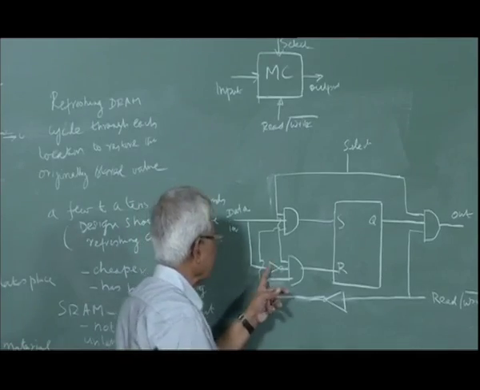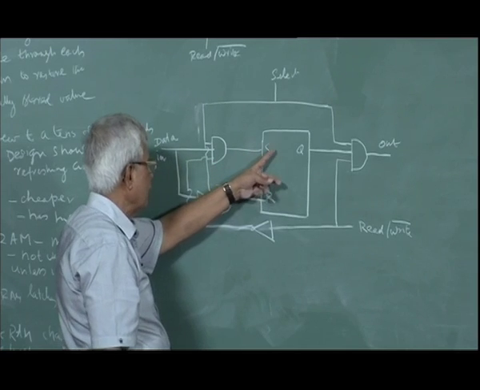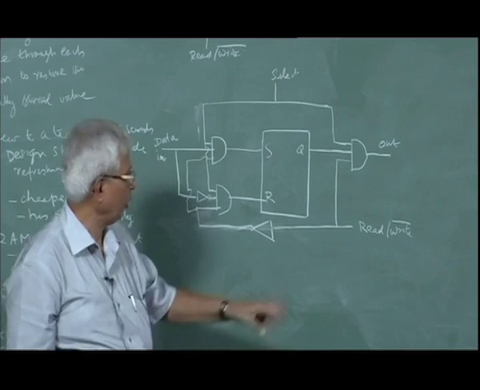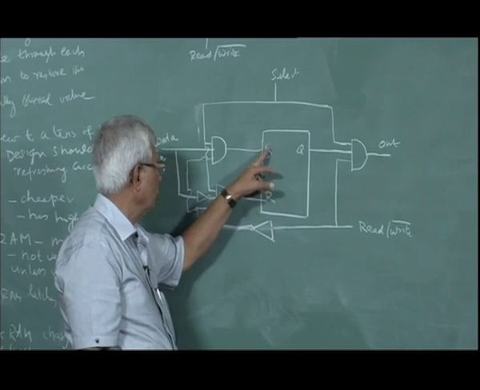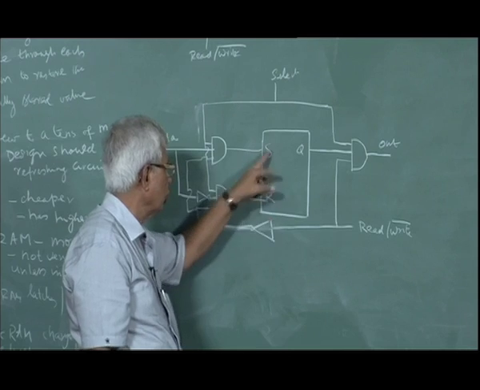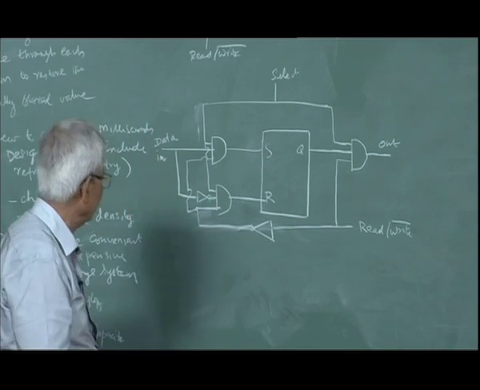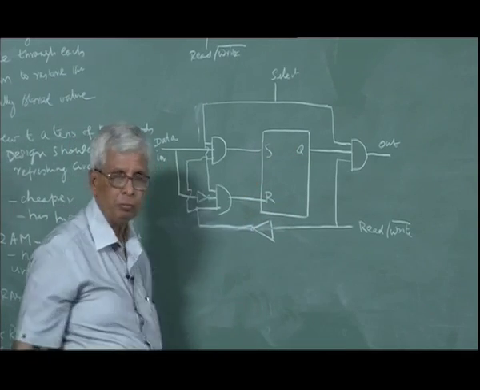This inverter is to make sure that data input is applied as 0, 1 or 1, 0, because 0, 1 will set the flip flop, make the output 1, and 1, 0 will make the output 0. So I need this, but there will be similar cells all over the memory.